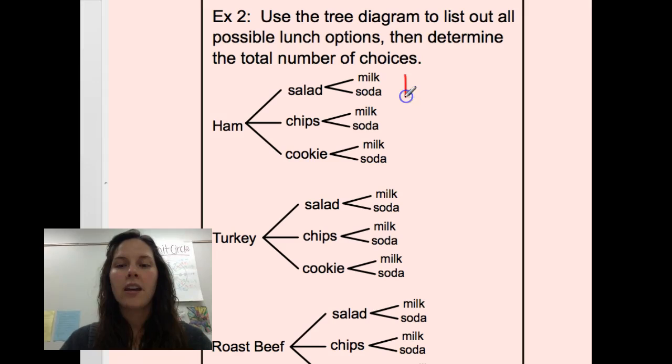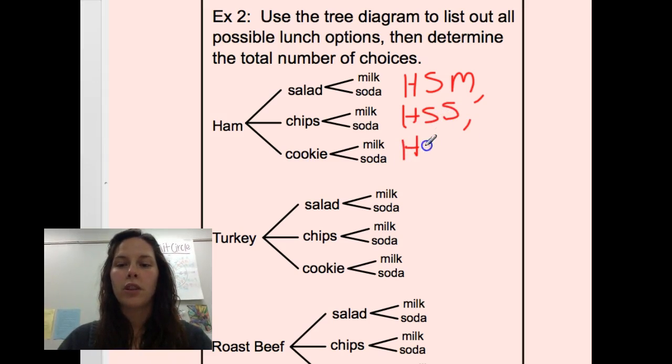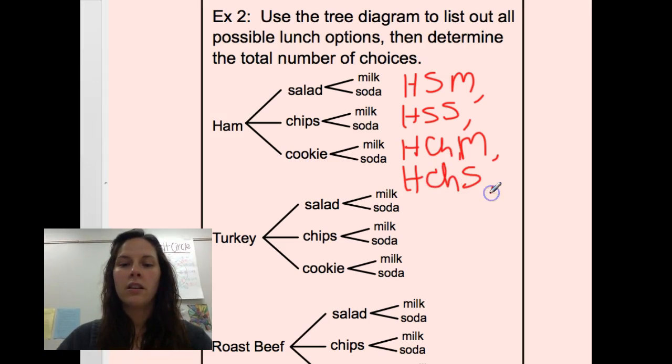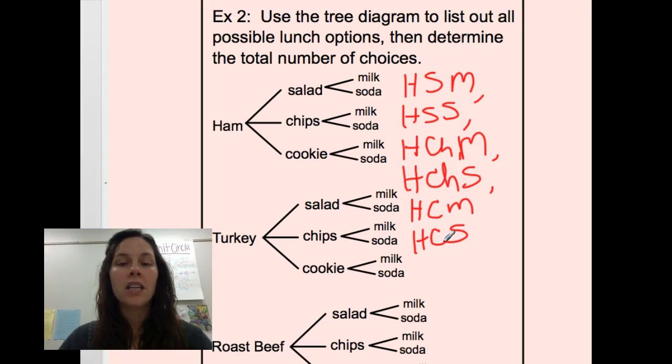So we could have a ham sandwich with a salad and milk. We could have a ham sandwich with a salad and soda. We could have a ham sandwich with chips and milk. A ham sandwich with chips and a soda. Or the last option, we could have a ham sandwich with cookie and milk, or a ham sandwich with cookie and soda. Again, replacing all of those H's with a T for turkey or an R for roast beef would give us the full sample space for the different lunch options that we would have.